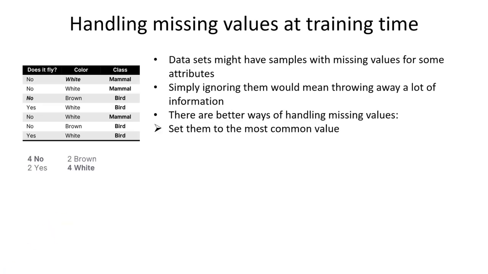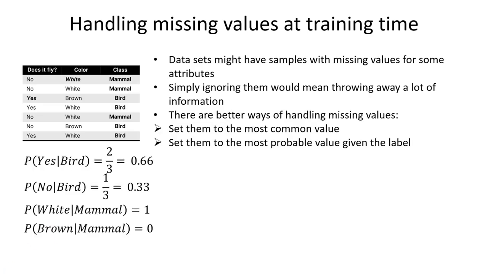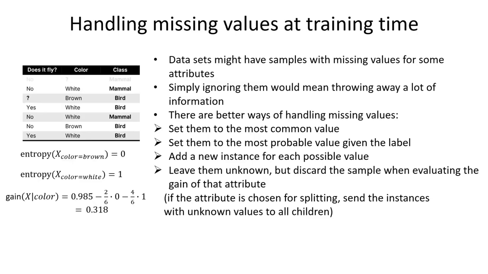One of the simplest options is to ignore the missing values. Sometimes you can ignore them, but sometimes you cannot. Why? Because you will throw away a lot of information. There are better ways for missing values: set the most common value, some average value, or sometimes set the most probable value in the label. So that could also work.